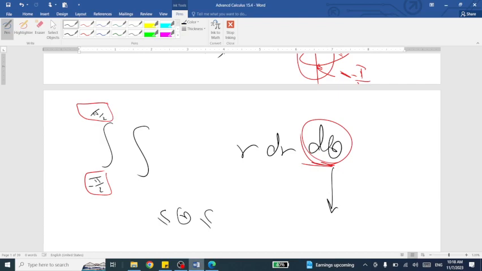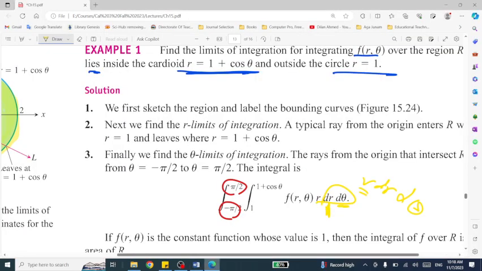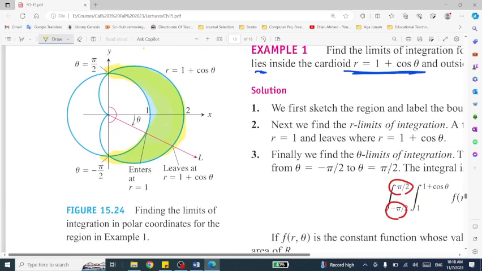It's clear, so it remains what? R's region, R's boundary, R's inequality. So how do we do it? How do we find the R? Listen to me carefully.